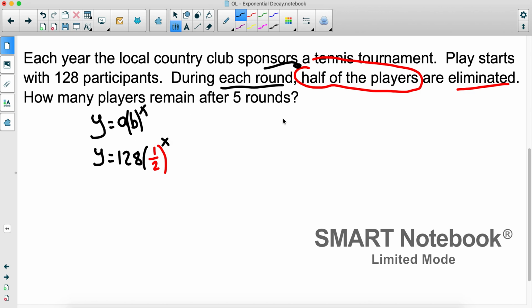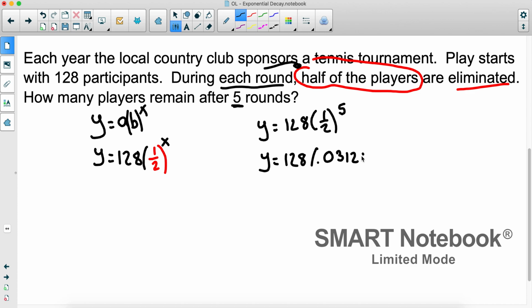So here's my function. And now for x, I'm going to plug in 5. So I'm going to do 128, 1 half to the 5th. So now I'm going to go and do 0.5, which is the same as a half to the 5th power. And that gives me 128 times 0.03125. Multiply that by 128, and we get there are 4 players left after 5 rounds.